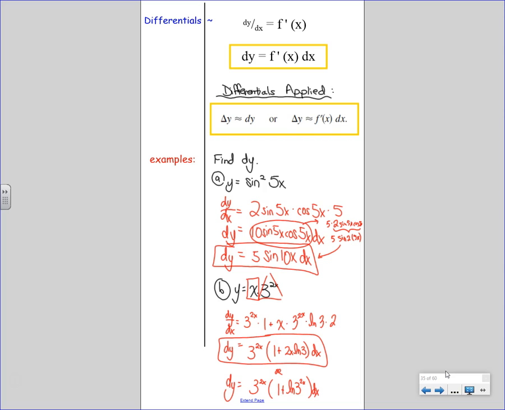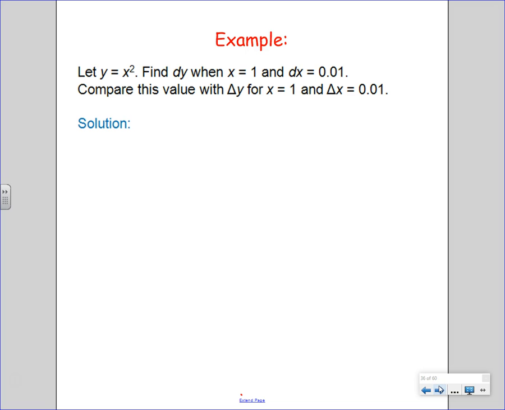Let me show. Here we go. Y equals x squared, true? Well, it's given, so yeah. Find dy when x equals 1 and dx equals 0.01. So we're going to have 2 different objectives. One of them is dealing with dy. One of them is dealing with delta y. Ready, set, go. Talk it out in your groups. Don't be an island, don't do it by yourself.